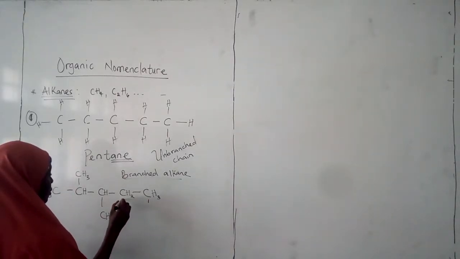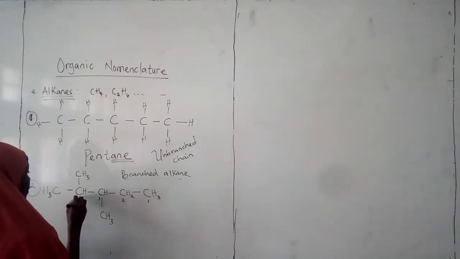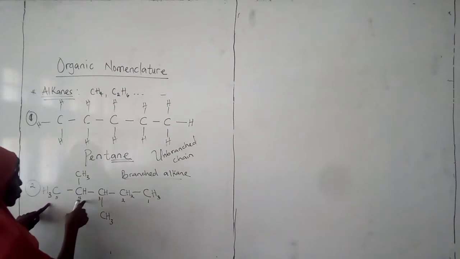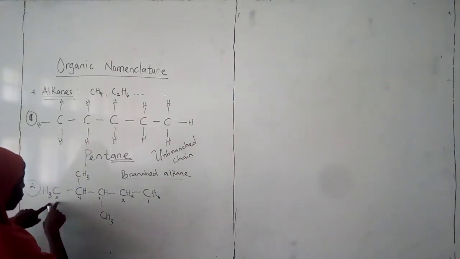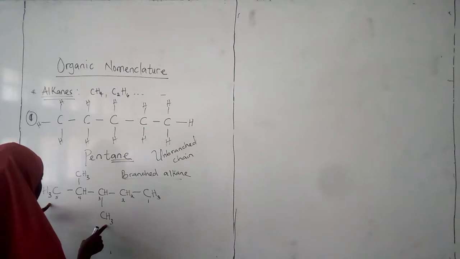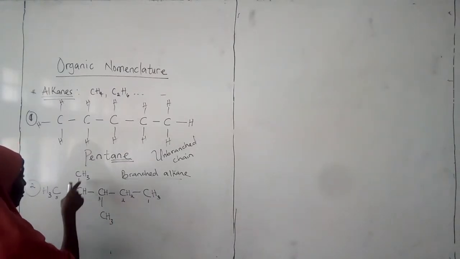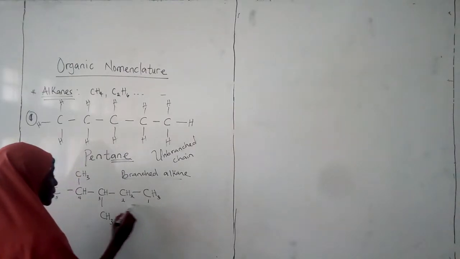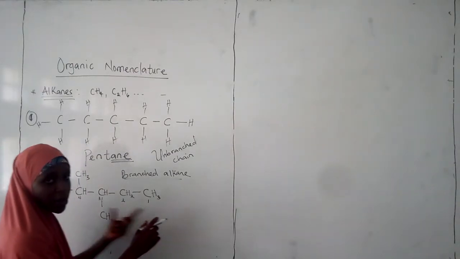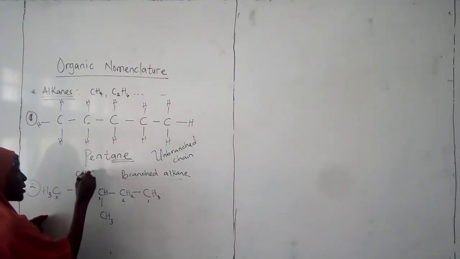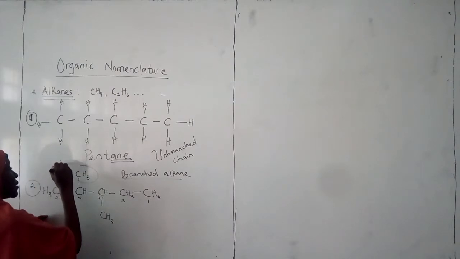This is 1, 2, 3, 4, 5. Or if you count it this way, 1, 2, 3, 4, 5, it's still 5. 1, 2, 3, 4, this is 4. 1, 2, 3, 4, this is 4 also. As you can see, we are going to take this as our parent chain. This is our longest chain. So this methyl group and this methyl group are called the substituents.